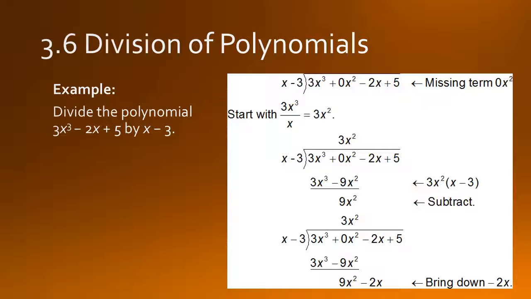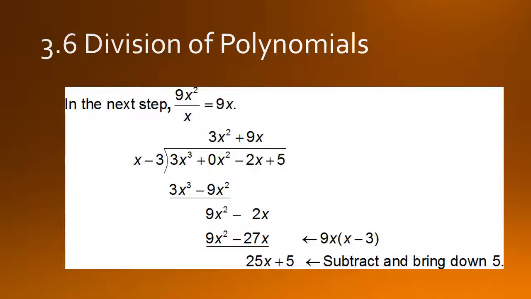We multiply 3x squared by x and by -3, and that gives us 3x to the third minus 9x squared, and we subtract. Be very careful with your subtraction. When we do, the 3x to the thirds go away, and we're left with 9x squared. And now we do the same thing all over again. We bring down the -2x, and we ask ourselves, what do we multiply x by to get 9x squared? I'm going to proceed to the next slide where more of the problem is worked out.